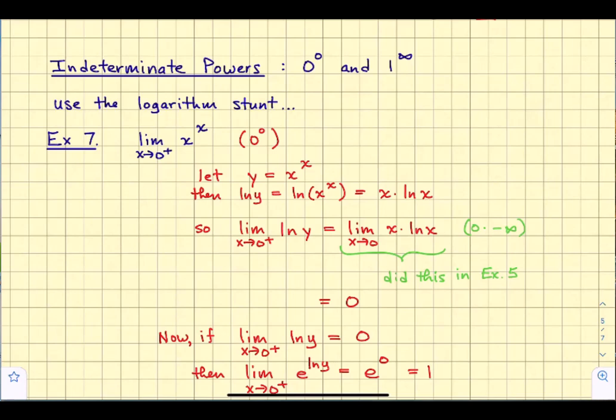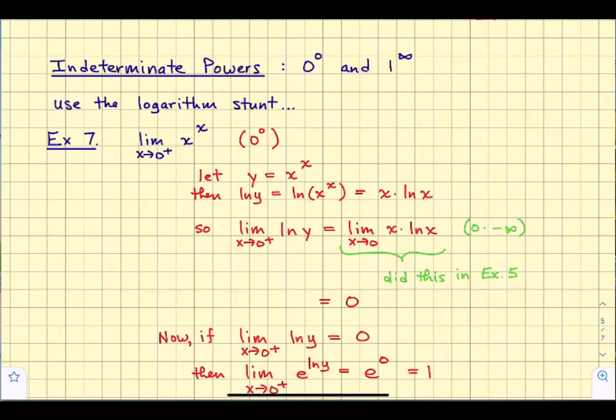So the stunt that we're going to use is a little algebra property of logarithms that you may or may not remember. We're just going to rename this as y. We're going to let y equal x to the x. If we take the natural log of both sides, this is the ln of y. This is the ln of x to the x. And you may remember the property that when you have an ln of a to the b, that's the same as b ln of a.